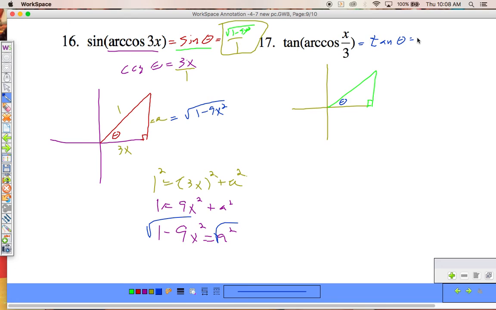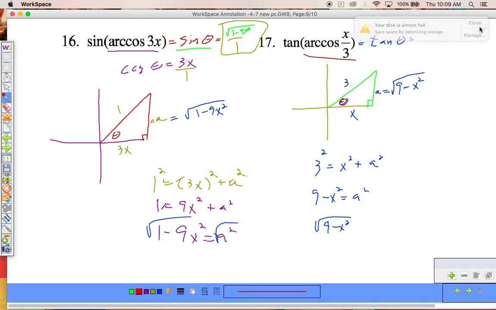All right, I'm going to label my sides as my adjacent is x, my hypotenuse is 3. Pythagorean theorem. And I get my opposite to be the square root of 9 minus x squared. We're not getting rid of anything, we're just rewriting it. So then when I take the tangent of this angle theta, which I found by finding the arc cosine, I'm going to put my opposite over my adjacent. We get the square root of 9 minus x squared over x.